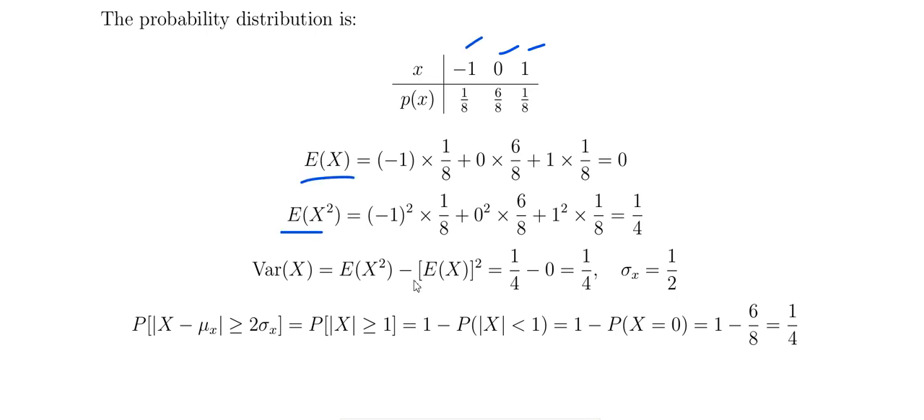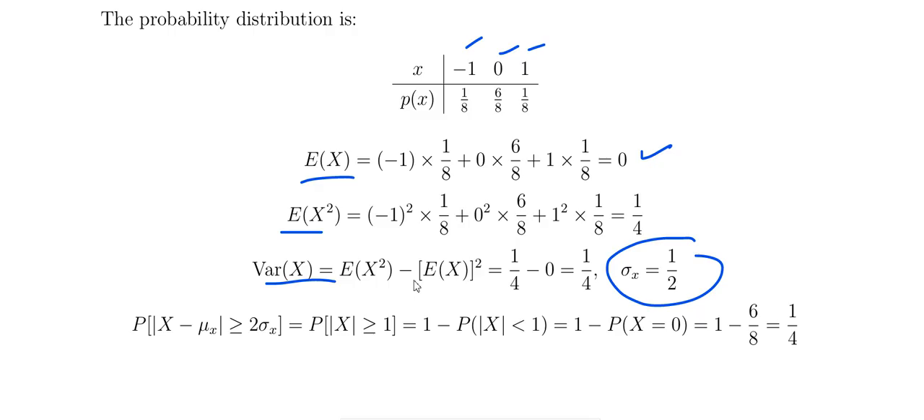From this we can find both the mean and variance: e of x square, e of x, variance of x, and then the probability of mod x minus mu x greater than or equal to 2 sigma x. So sigma x is 1 by 2. Taking the square root of the variance gives the sigma, so sigma is 1 by 2. Putting 1 by 2 here, 2 sigma becomes 1. Mu x, the mean, is 0. So it becomes just mod x greater than or equal to 1.